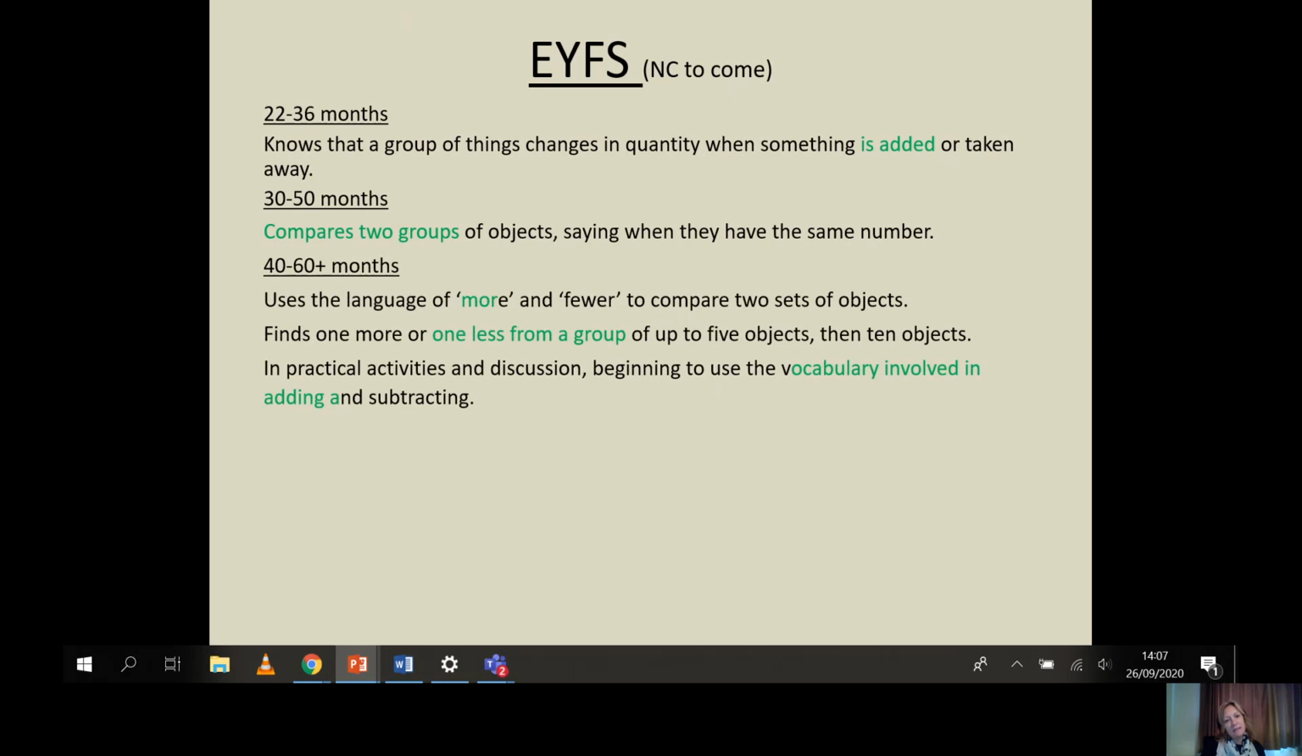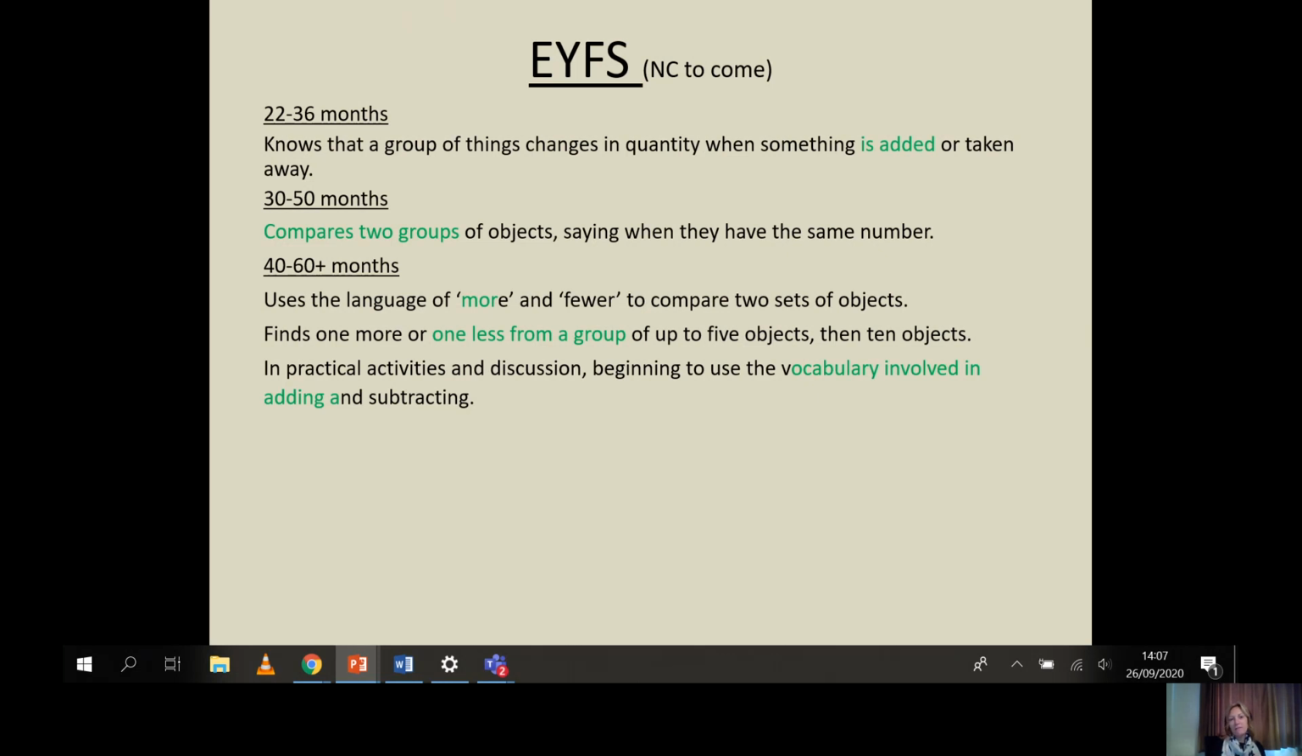At 40 to 60 plus months, so this tends to be in your preschool, nursery stages. It moves up again, and we're asking children to use the language of more, which is obviously add, to compare 2 sets of objects. They're finding 1 more or 1 less from a group of objects to 5 and 10. And in practical activities and discussion, they're beginning to use vocabulary involved in adding. So we're starting to talk about, Mummy gave me 3 sweets and Nanny gave me 4 more. And it's them beginning to use that.